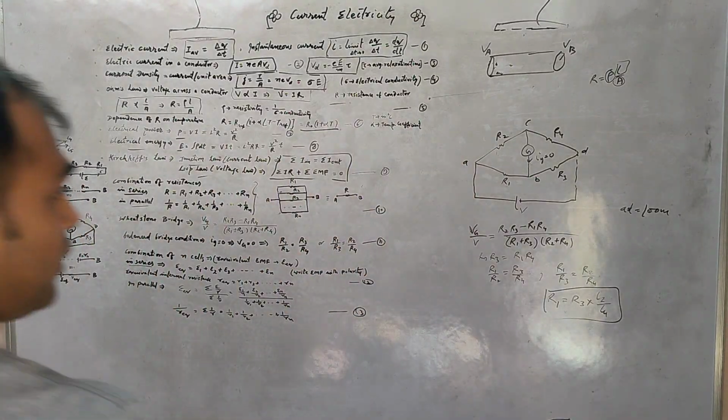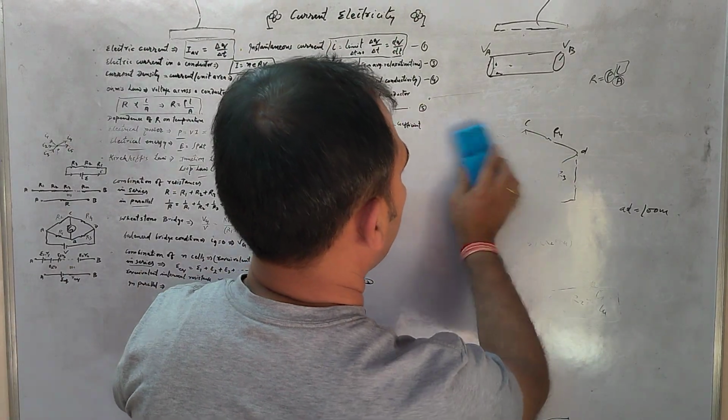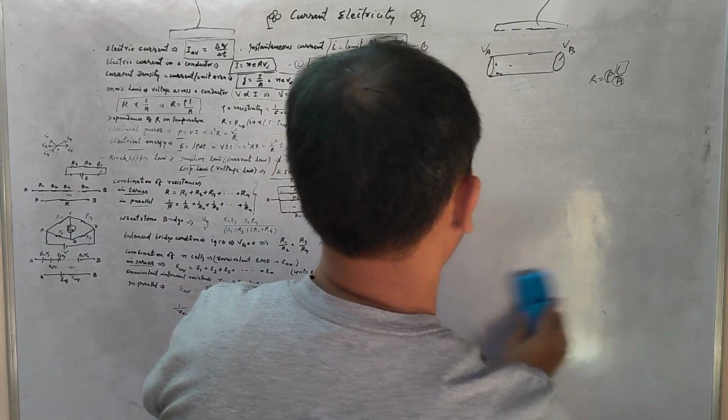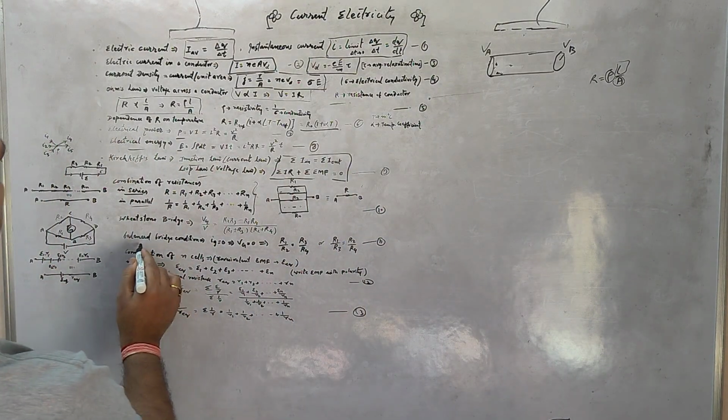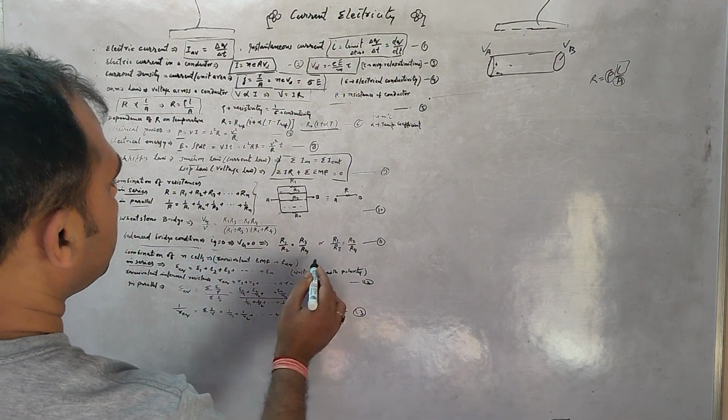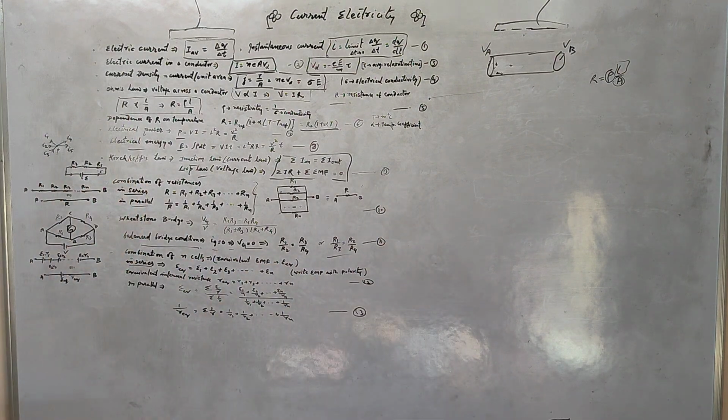So this was a quick revision. You all know this. This was balanced Wheatstone bridge, Ig 0, Vg 0. We have found this. Now combination of n cells.